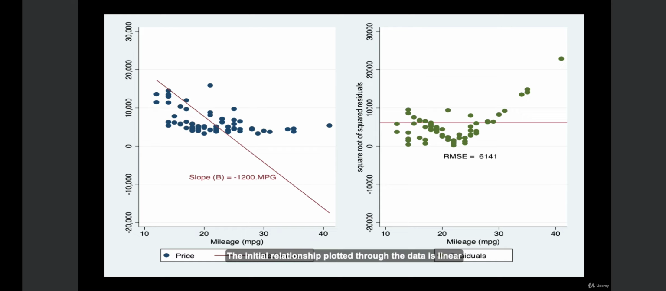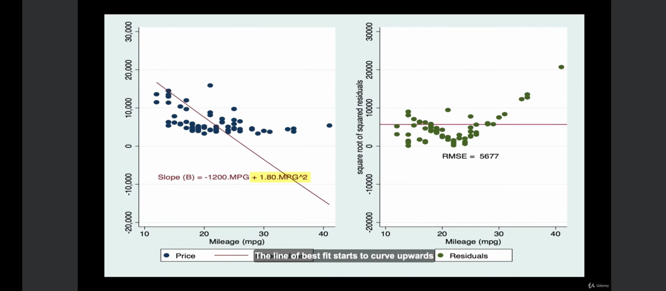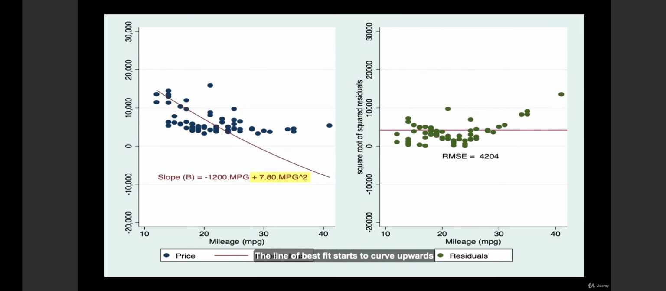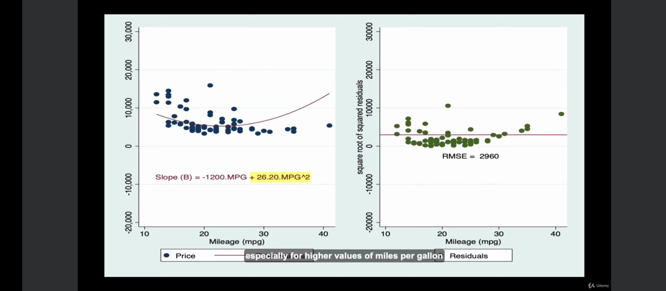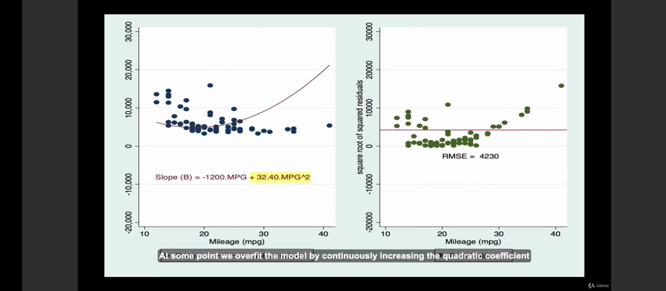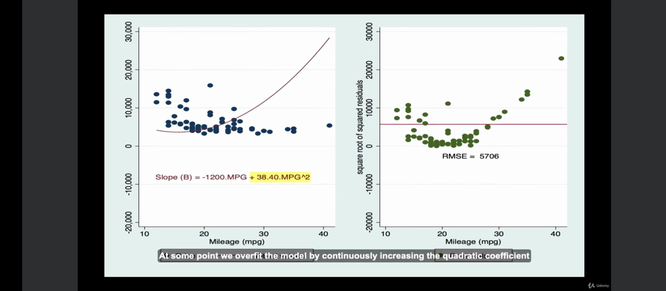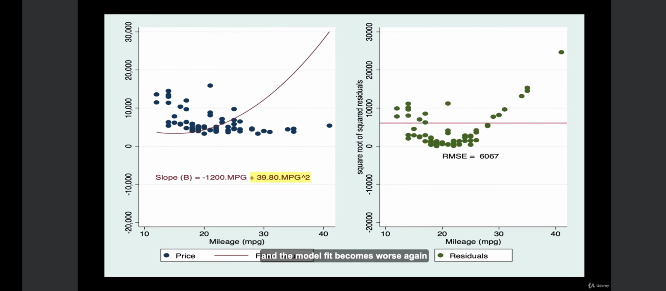The initial relationship plotted through the data is linear, but it should be fairly obvious that this relationship is probably not a good fit. So let's introduce a quadratic into this relationship and slowly increase the coefficient on the quadratic term from 0. Here's what happens. The line of best fit starts to curve upwards. This curve results in a better fit, and we can see the residuals coming down, especially for higher values of miles per gallon. Our model fit improves. At some point, we overfit the model by continuously increasing the quadratic coefficient, and the model fit becomes worse again.